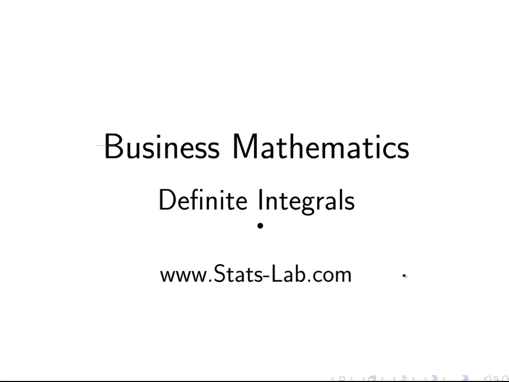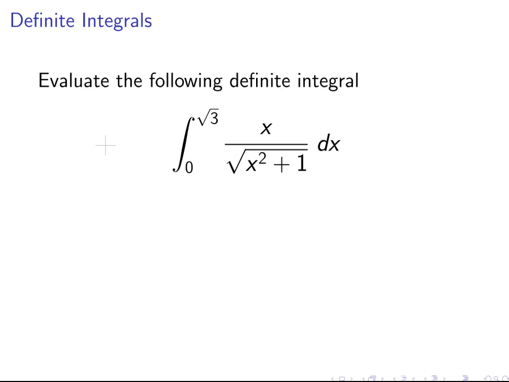Okay, in this presentation we are going to look at definite integrals. In particular, we're going to use integration by substitution in this example. So here's our expression: the integral from 0 to the square root of 3 of x divided by the square root of x squared plus 1 dx. The reason we're going to use integration by substitution is that this term is a bit awkward to deal with.